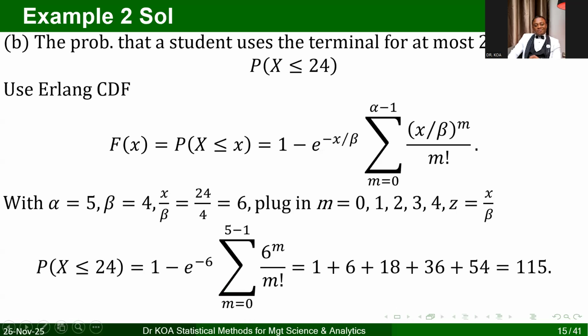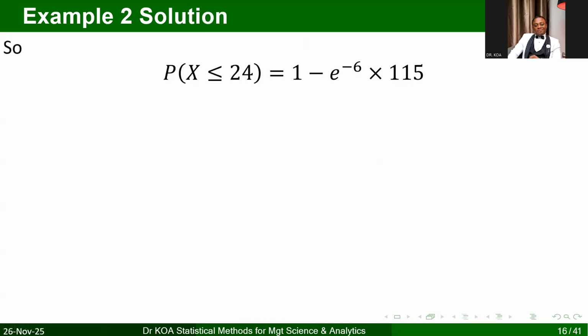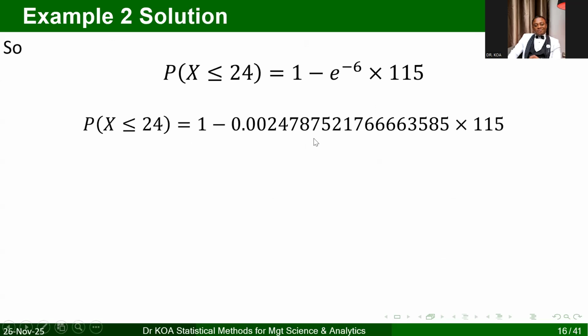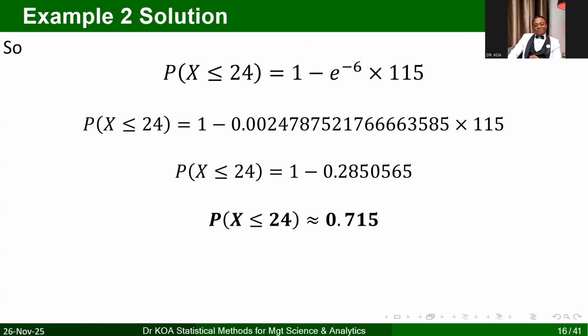0.715. Can you confirm? Yeah, 0.7149, so rounded up. Very good. So that is the value that you get. Let me just show you here. You substitute this, and you get 0.715 approximately. That's it.